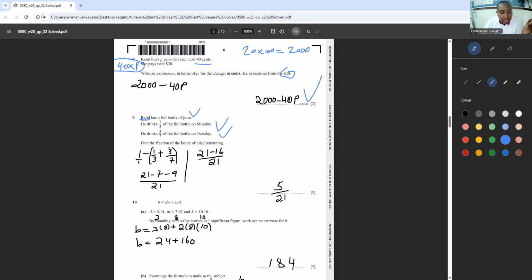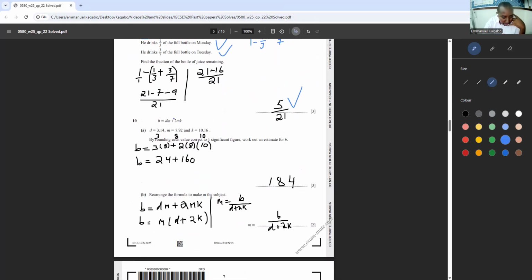Okay, very easy. So initially he had 100%, or a full fraction of 1, minus 1/3, minus 3/7. If you work that out, that's what you're going to get here, and that is what he is going to remain with. Okay, I hope you understood that.